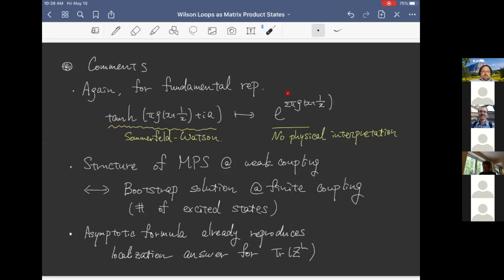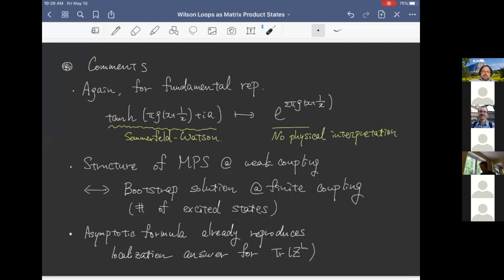Whereas here, we don't really have a physical interpretation, because now all the poles which are originally in the tangent hyperbolics are gone. So if we were only discussing the fundamental representation, it's very, very hard to justify why we are getting this factor. It's only because we started with the generating function that we understand where this tangent hyperbolic factor comes from.